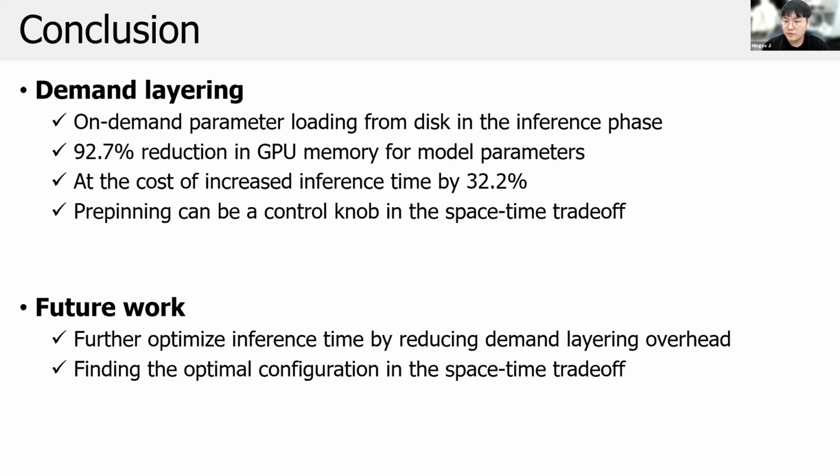Demand layering gets model parameters from disk in the inference stage. GPU memory usage for model parameters was reduced by 92.7% due to buffer reuse. But instead of reducing memory, inference time increased by 32.2%. Pre-pinning can also be the designer's control node for space and time trade-offs. Our future work is to minimize the inference time by reducing the overhead of demand layering and to find the optimal configuration in the space and time trade-off. Thank you for listening.